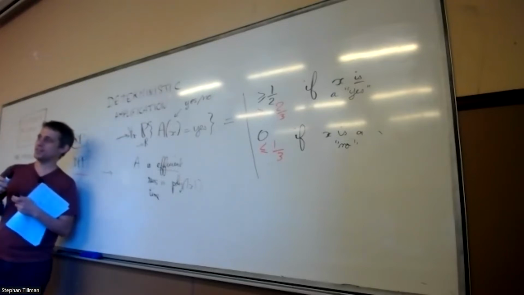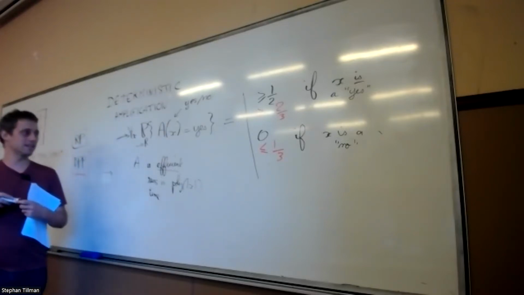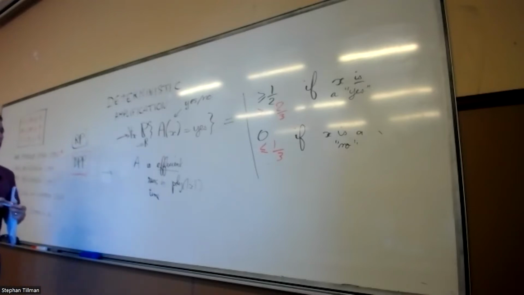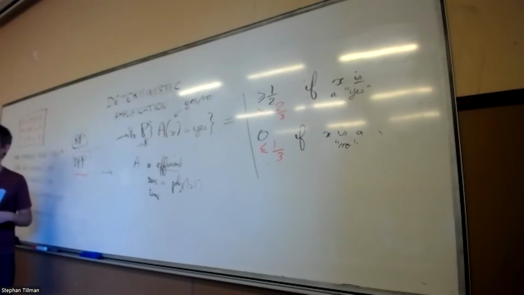Sorry, I'm just wondering, is efficient if this runs in expected polynomial time? No, it has to run with probability 1 in that time and give an answer.